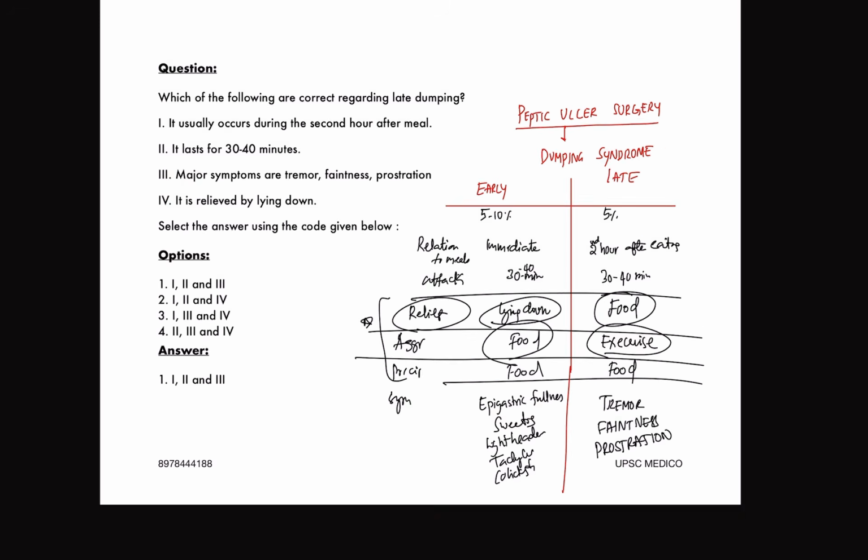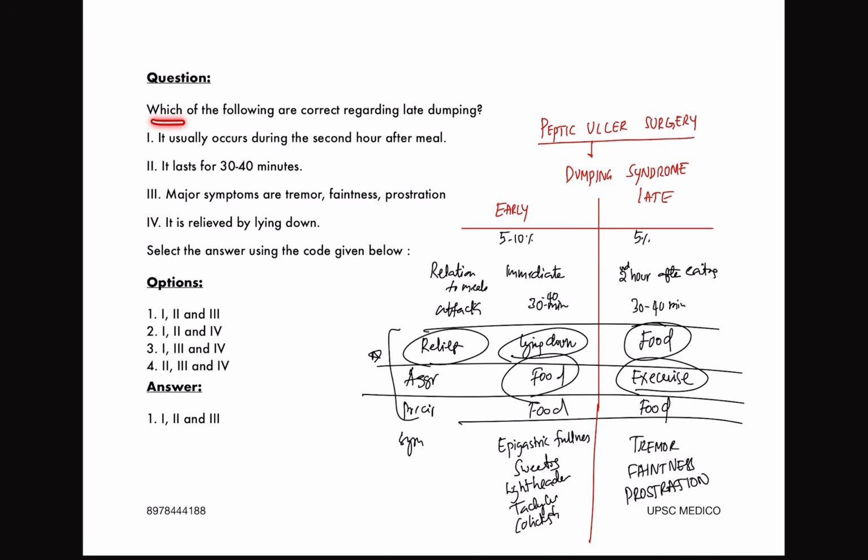Okay, so now let's try to solve the question. Which of the following are correct regarding late dumping? It usually occurs during second hour after meal, right? It lasts for 30 to 40 minutes, right? Both these last for 30 to 40 minutes. I'm talking about late dumping here, not early dumping. Don't get confused in the exam. Now, major symptoms are tremor, faintness, prostration. I agree. It is relieved by lying down? No. The relieving factor is food. Lying down relieves early dumping. So based on this table, they have asked this question. This is an important table given in Bailey and Love. The correct answer is 1, 2 and 3 here.